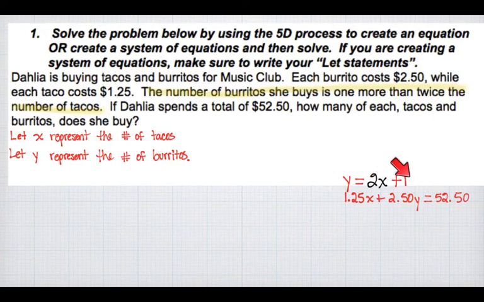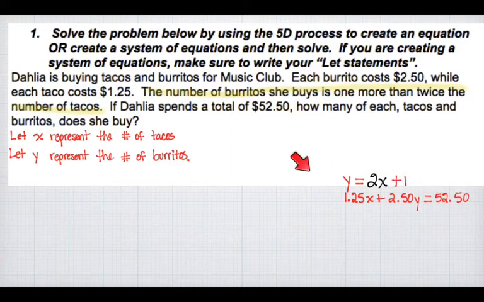y equals 2x plus 1 and 1.25x plus 2.50y equals 52.50. At this point, I can solve this by graphing. I can solve this by using the equal values method, y equals y. Although if I'm going to use y equals y, then I would have to transform this entire thing and solve for y. And that seems like too much trouble.